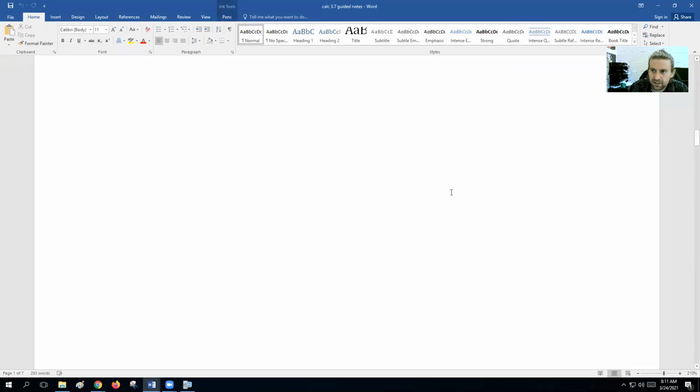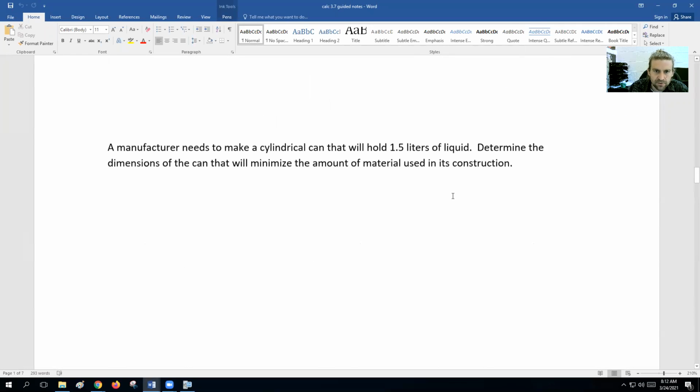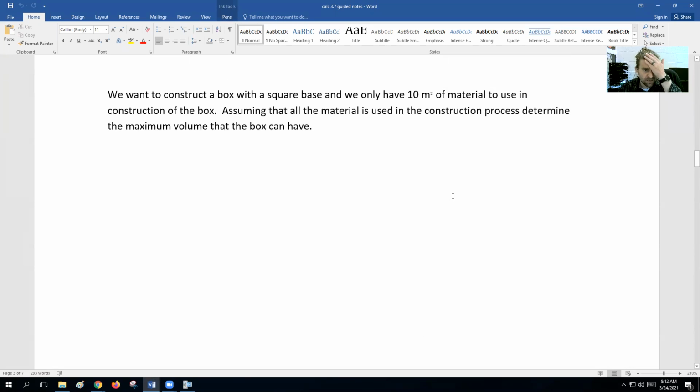Okay, I'm just going to kind of keep going on here until we start getting comfortable. All right, we want to construct a box with square base so that we only have 10 square meters of material to use for the construction of the box, assuming the material all being used to determine the maximum volume. Okay, so we're going to make a box that has a square base.